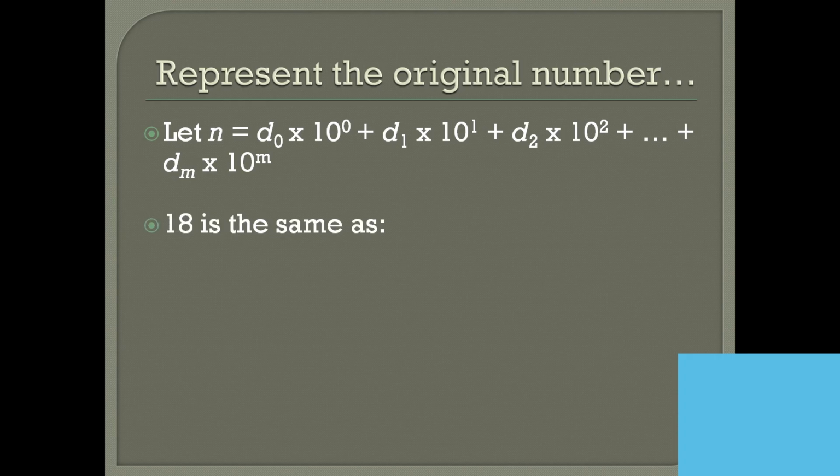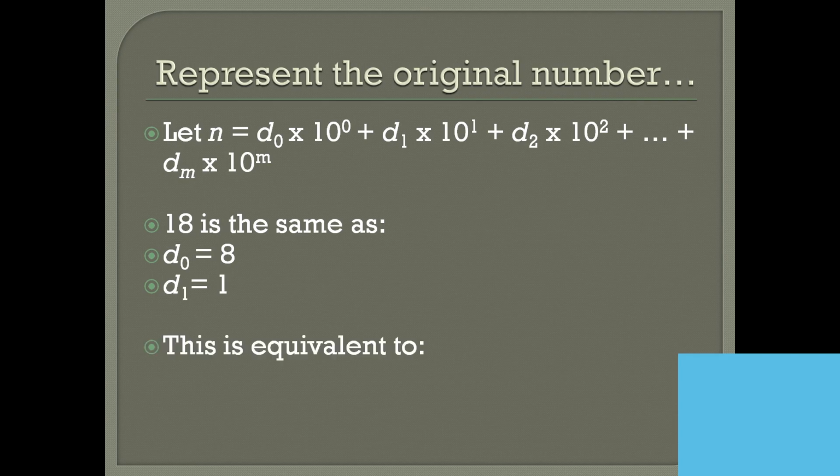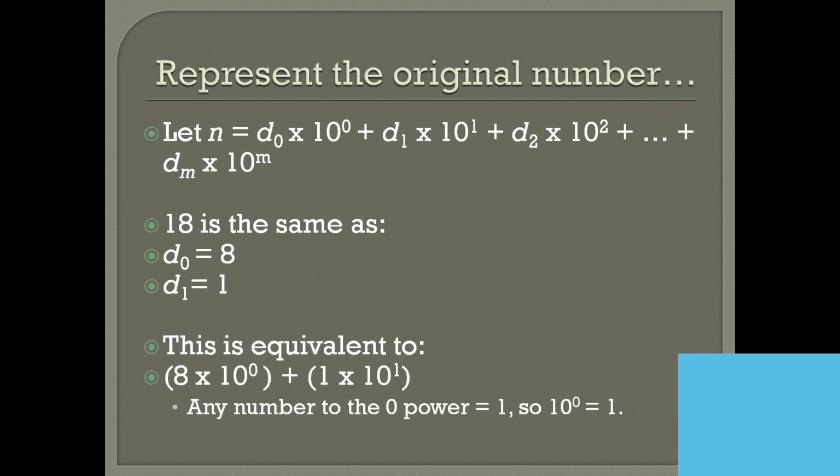Remember, 18, for example, is the same as if we just described d0 equals 8 and d1 equals 1. That's the same thing as writing 8 times 10 to the 0 power plus 1 times 10 to the first power. And remember, any number to the 0 power is going to be 1. So 10 to the 0 power equals 1. So 8 times 10 to the 0 power is the same thing as 8 times 1. So just bear that in mind.